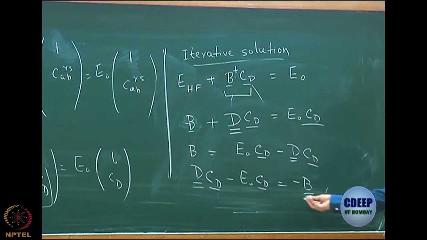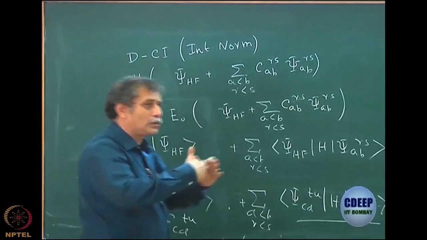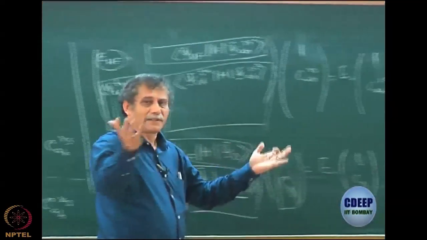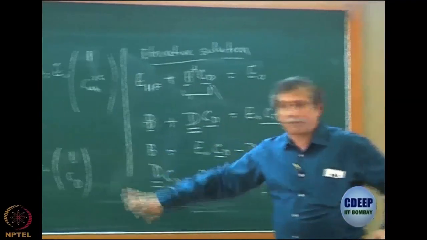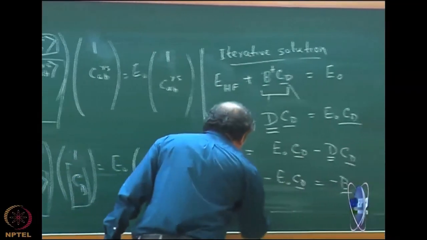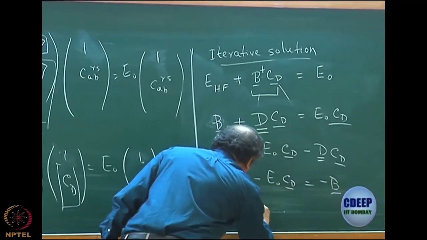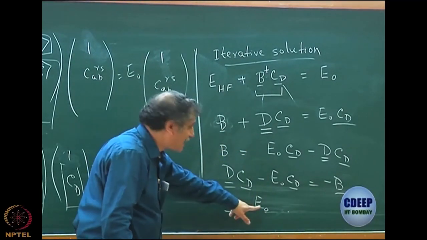Note again, this is known. I am repeating, this is my B, which is just the matrix element of the Hamiltonian between the doubly excited determinant and Hartree-Fock, and I will do that actually. I can use the Slater rule and find it out. I have not done it yet, but that Slater rule can be trivially applied. I need to find out CD. Okay, so what will I do? I will write this as D minus E naught, but note that now I have a problem.